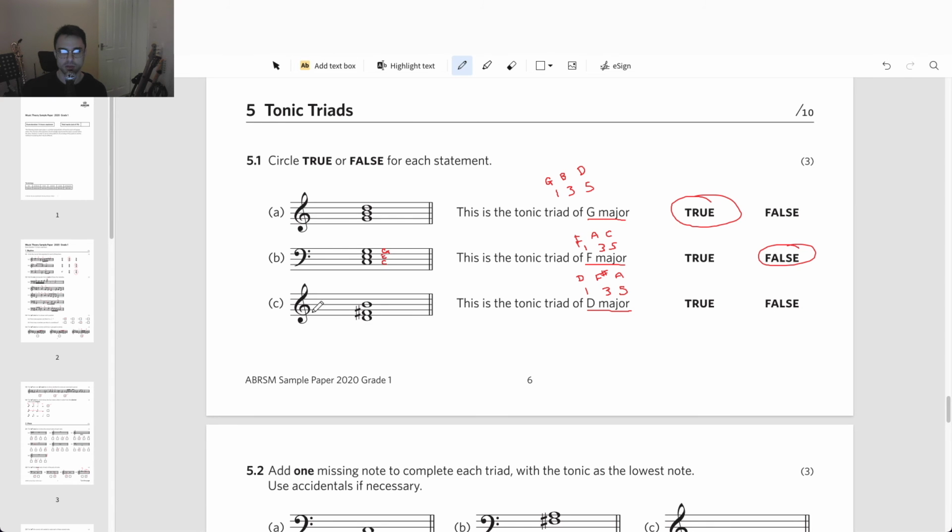Right, what have we got here? We're in the treble clef, and our bottom note is a D. Our second note up is F sharp. Looking good. So we found D there at the bottom. We found F sharp. And what's this note up here? B. Oh no. B. No, we need an A. So this is not the tonic triad in D major. This is something else. We are missing an A. So false.